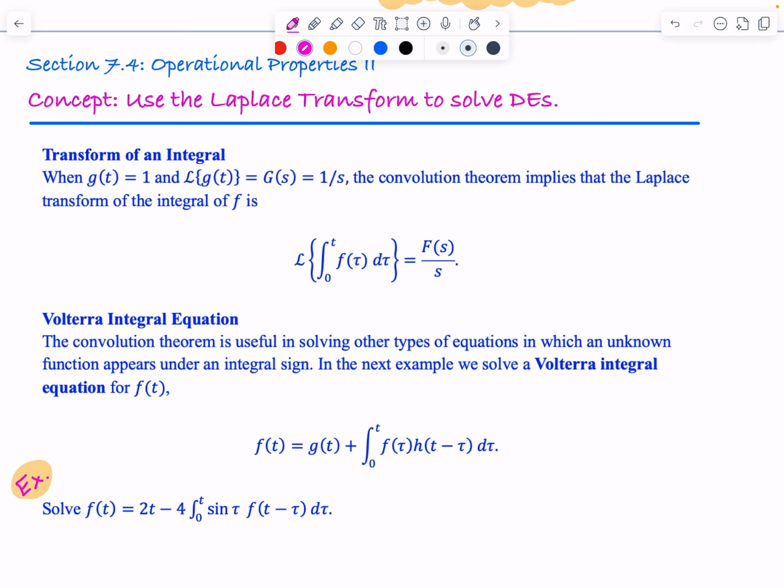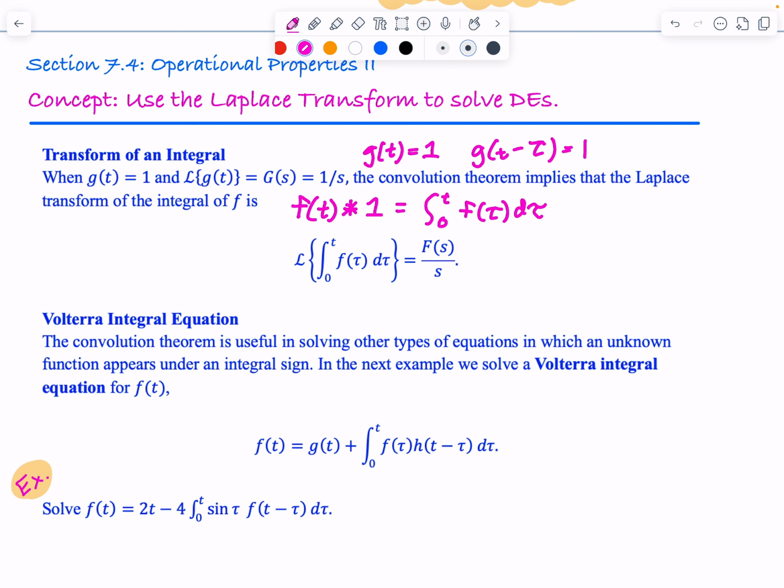If we did the convolution of f(t) convoluted with 1, then that's going to be the integral from 0 to t of f(τ), and then g(t) in this case is 1, so g(t minus τ) is also 1. It doesn't change. So we just get dτ.